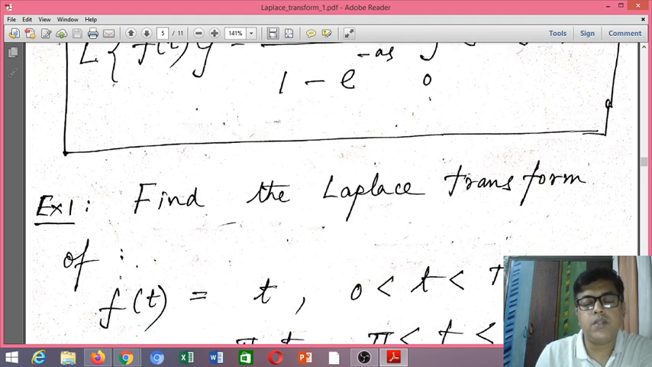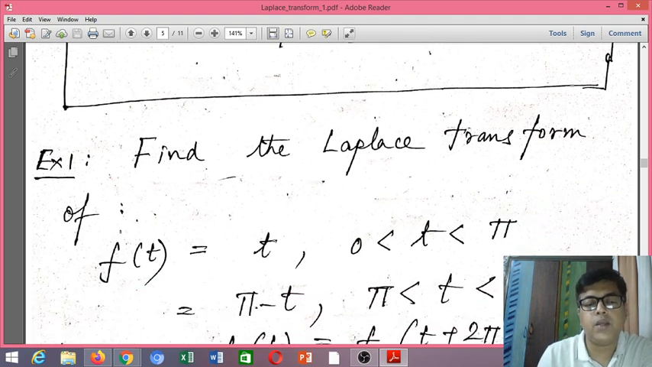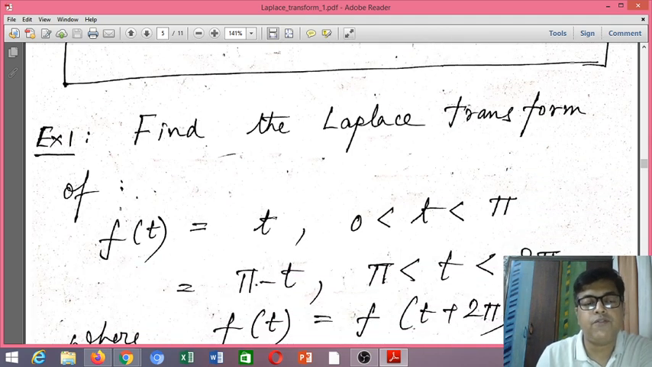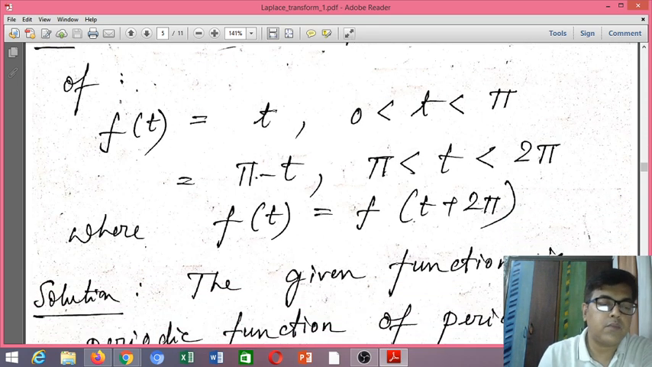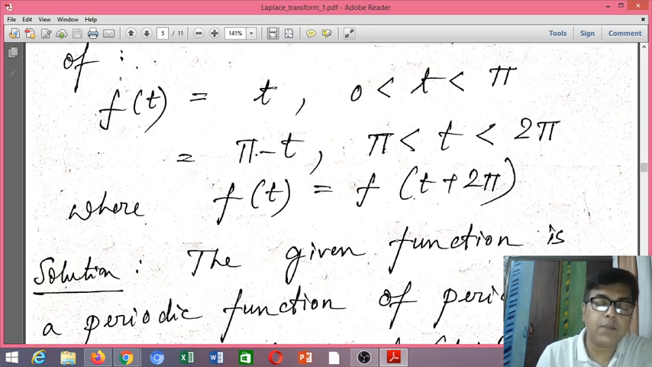So I have chosen this problem. You can see, find the Laplace transform of this function f(t), where f(t) is equal to t from 0 to pi, and pi minus t from pi to 2 pi. It's given that f(t) is equal to f(t) plus twice pi. So that's given, and now you have to find the Laplace transform of this function.